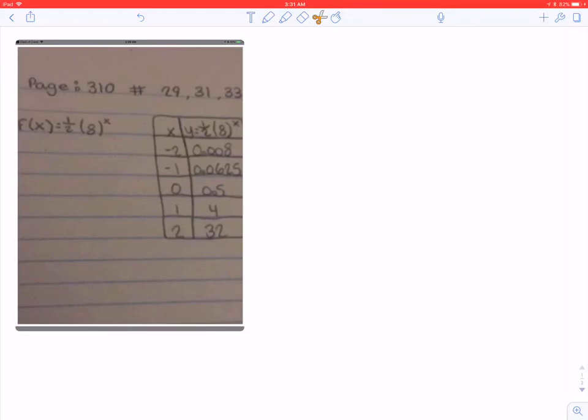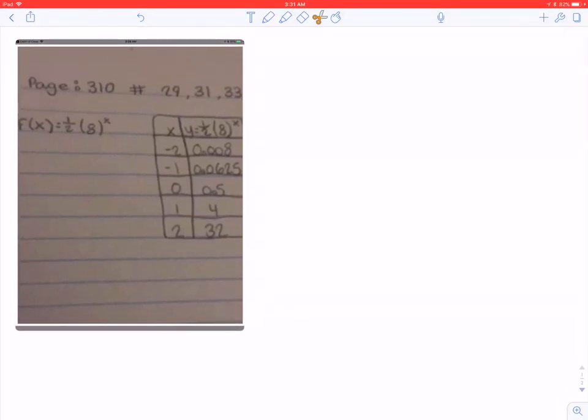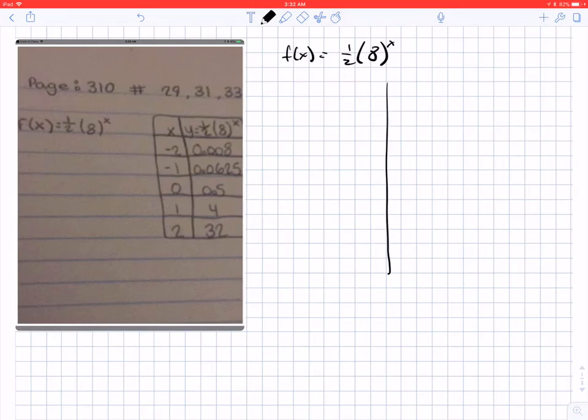So this question came in about graphing exponentials on a calculator. Let me do a quick demo on if we were to graph this by hand. So the function in question is f of x equal to 1/2 times 8 to the power of x, like this, right? So now, if I were doing this by hand, let me do some graph paper. I would get something like the following.